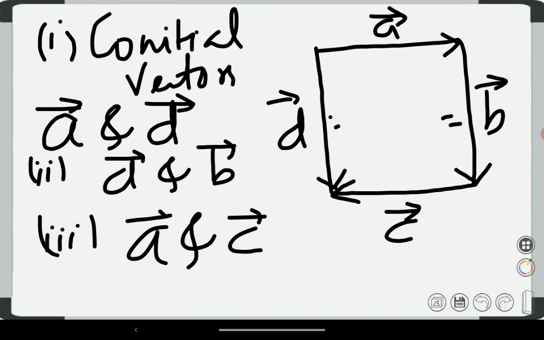I think the first exercise only this much is enough. The remaining are very simple problems you can complete by yourself. Then we will discuss some problems from the second exercise. That is based on the addition, subtraction, scalar multiplication, section formula, unit vectors, okay, collinear vectors, etc.